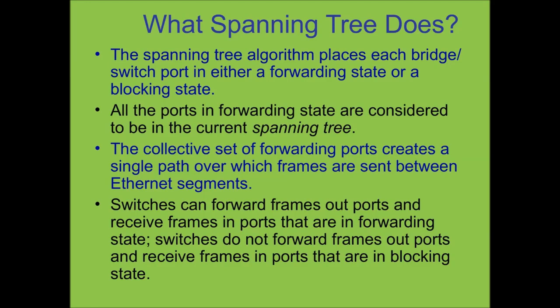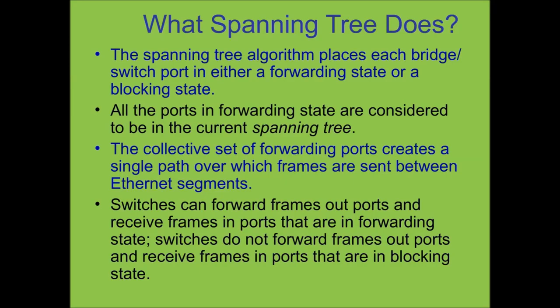What does Spanning Tree do? The Spanning Tree algorithm places each bridge/switch port in either a forwarding state or a blocking state. We have discussed in detail bridge and switch operations in our previous lectures. Every switch as well as every bridge contains different ports, which are incoming ports and outgoing ports. Likewise, Spanning Tree Protocol is used to block some ports and to forward on others, because when there is a loop, STP is used to control the looping condition.